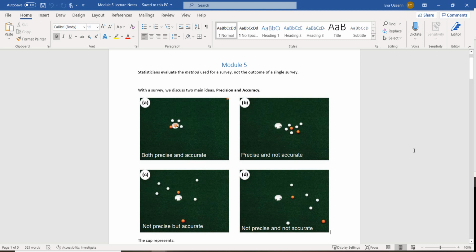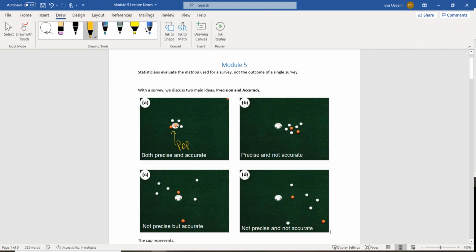In this little picture that we have here, the cup is the population, and each ball represents a single sample. What we'd like is for our samples to get really close to the population, kind of cluster around it. That survey method would be both precise and accurate.